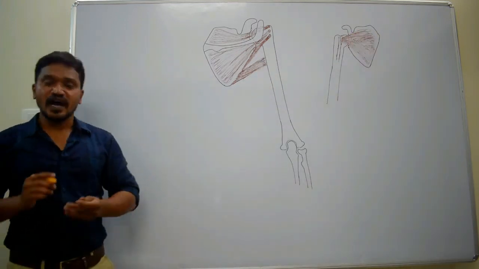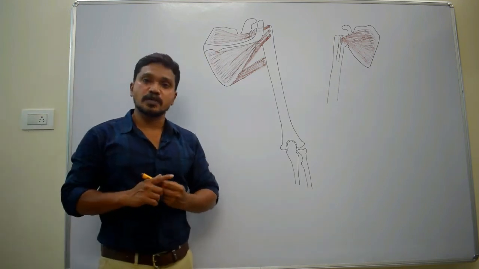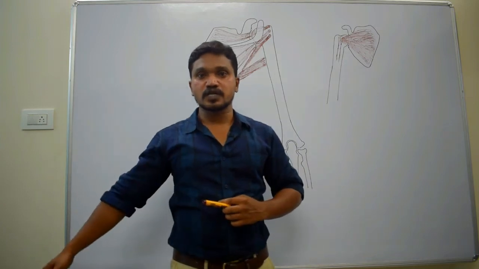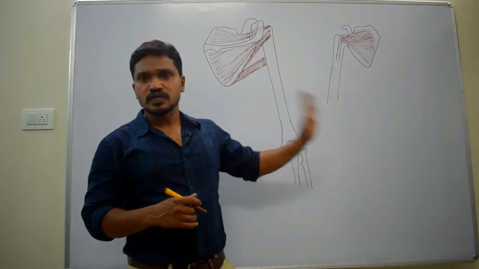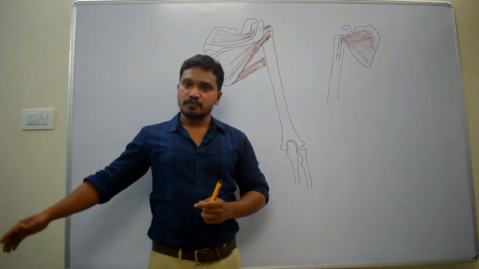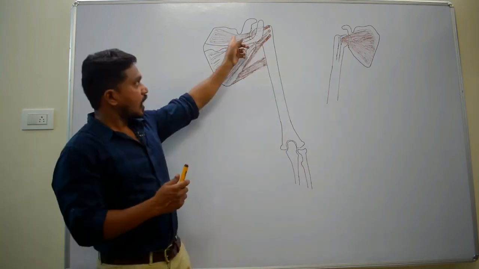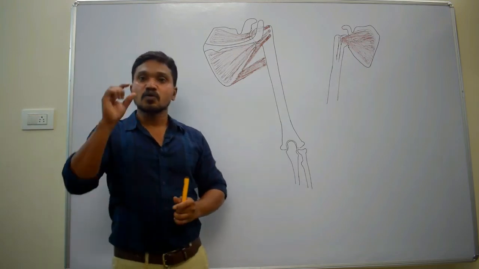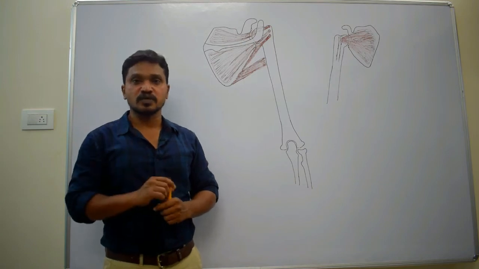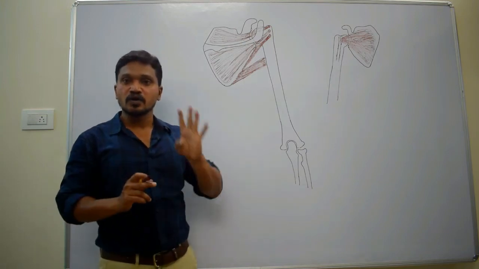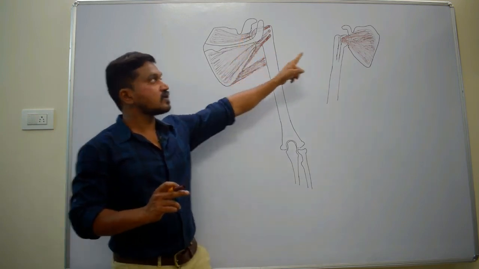Then what are the actions and nerve supply of these muscles? Supraspinatus muscle is the initiator of abduction. That means the first 15 degrees of abduction is done by the supraspinatus muscle. Of course it is a little controversial, even though remember that it is the initiator of abduction. Along with that, supraspinatus is one of the rotator cuff muscles. What is the rotator cuff? Rotator cuff we can also call the musculotendinous cuff. This musculotendinous cuff is formed by 4 muscles: supraspinatus, infraspinatus, teres minor and subscapularis.